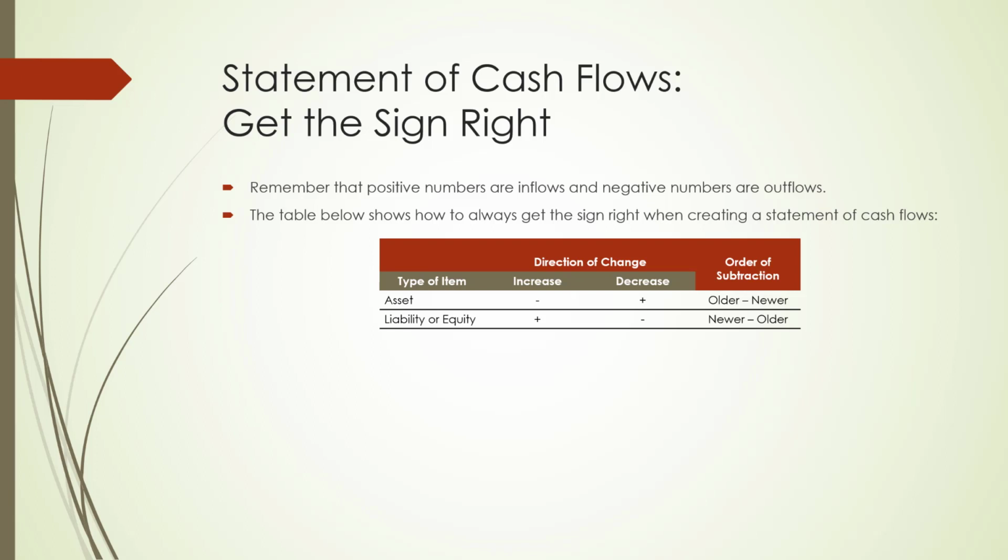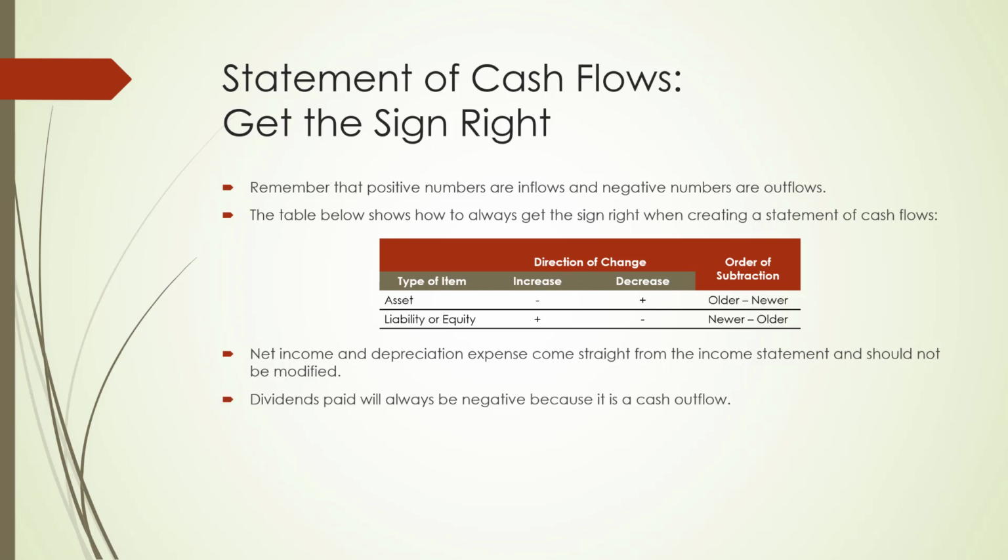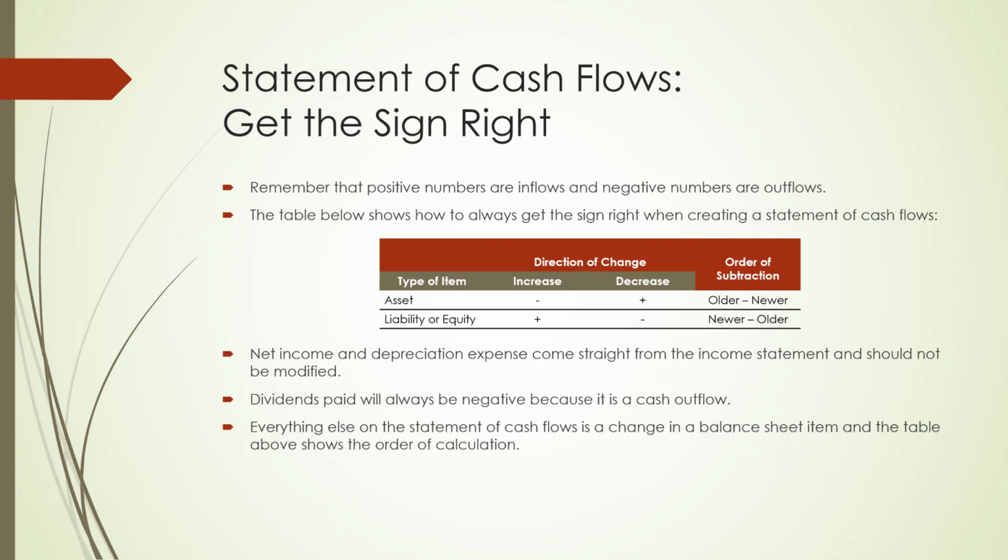Now, there are a couple of items on the statement of cash flows that this table does not talk about. In particular, we have net income and depreciation expense. Those are the only two items on the statement of cash flows that come from the income statement, and they are not changes in those things. You simply pull them off the most recent income statement. So if they have negative numbers, they're negative. If they have positive numbers, they're positive. Also, dividends paid will always be negative because it's a cash outflow. And as I said, everything else on the statement of cash flows is a change in the balance sheet item, and that table tells you how to get the sign right.